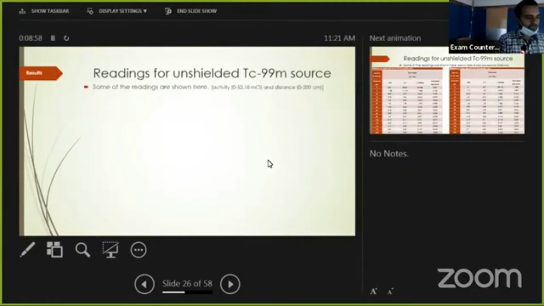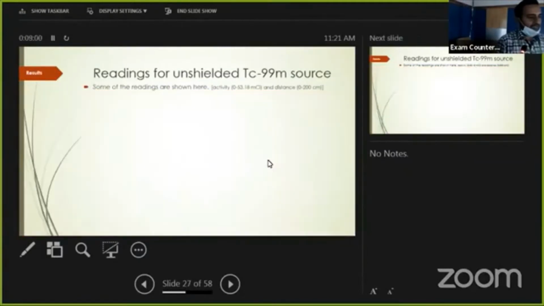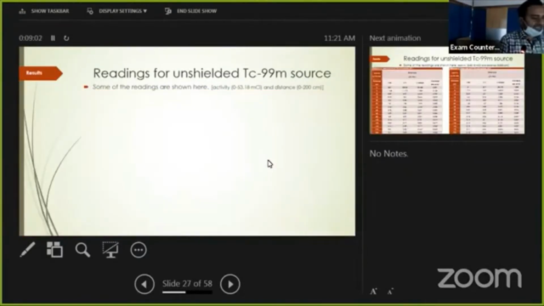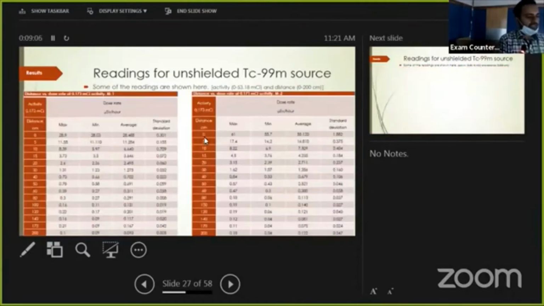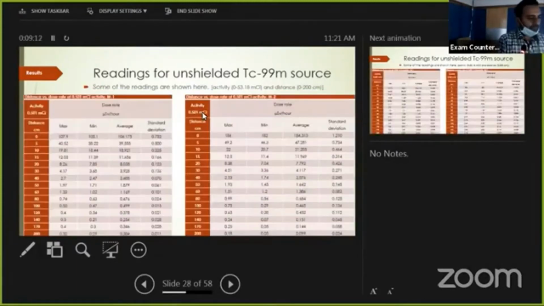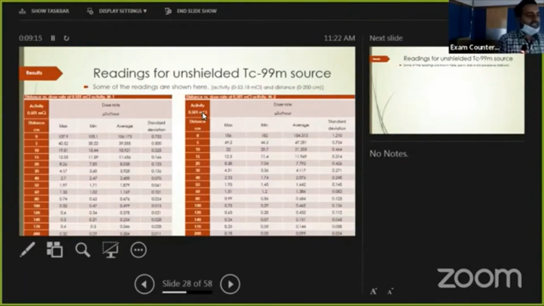So what were the results? The results are quite similar as compared to the readings for the technetium-99m source. These were the results for some activities. We have many readings. I cannot show all the readings here. I'm showing only some readings here, and these are totally comparable with the point source model and the line source model as well.